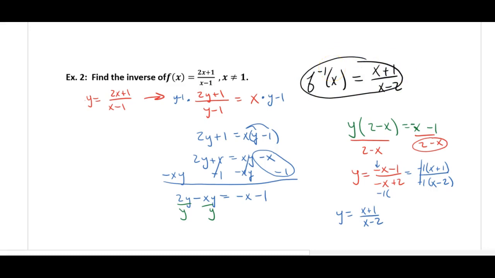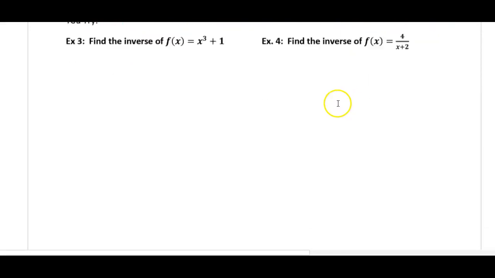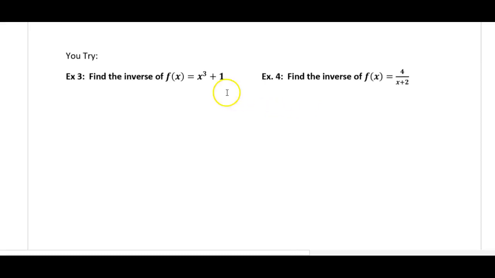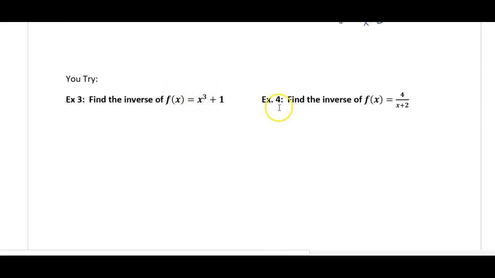I understand this algebra could be a little bit challenging, all right, but you should be able to kind of persevere through it, okay? The next example are you-try problems. What I want you to do is try these two problems and come back and check your answers.